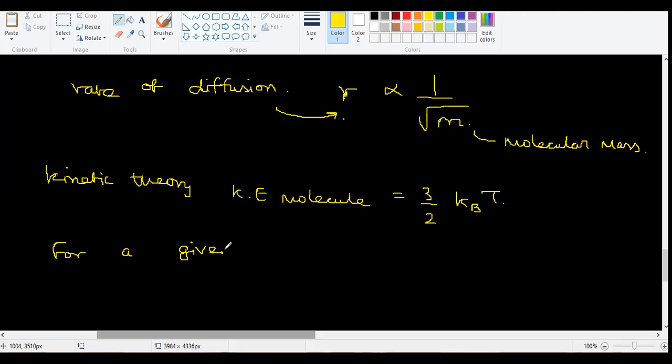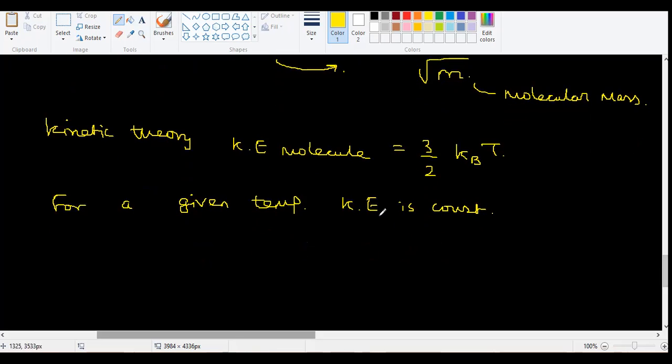For a given temperature, kinetic energy is constant. So what does that mean? I told you in terms of hydrogen and oxygen. When the mass of the molecule is bigger, the speed will decrease because kinetic energy is the same. So half mv squared is equal to constant.